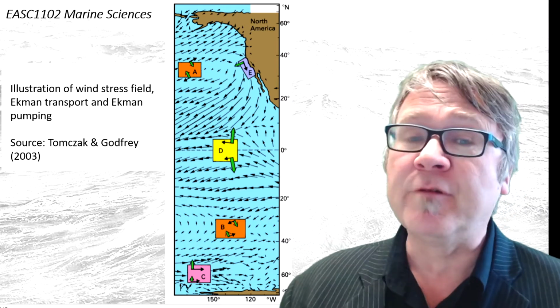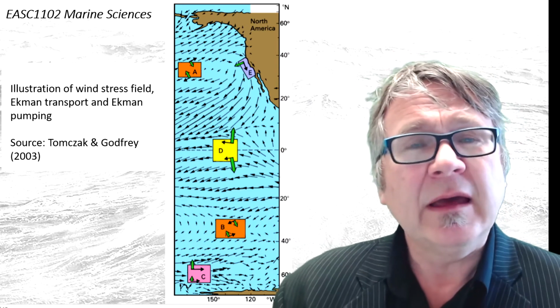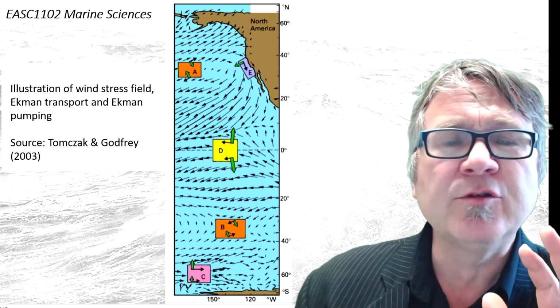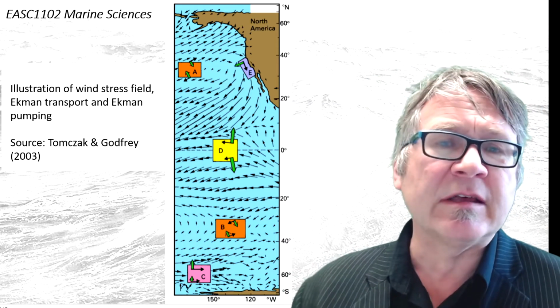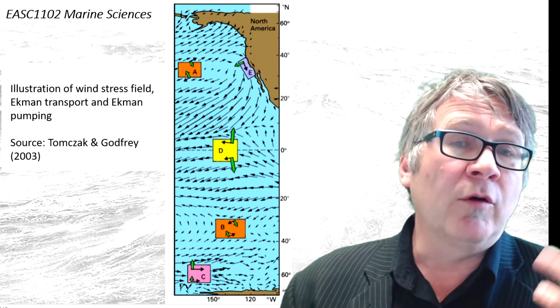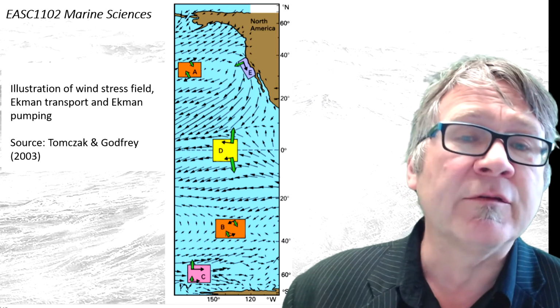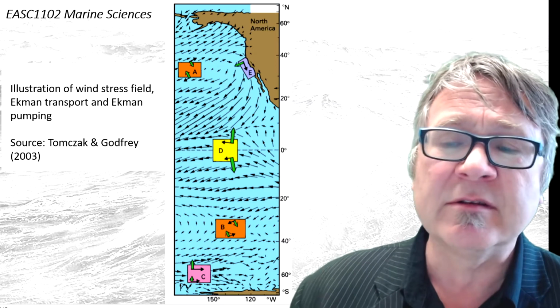Alrighty, you can look at different wind fields and just play around with trying to identify regions that produce a convergence or a divergence of the Ekman transport. And this is done here with this sketch.